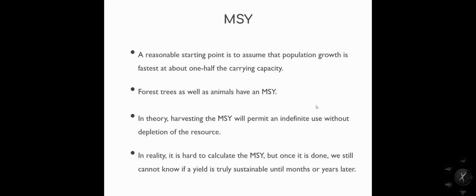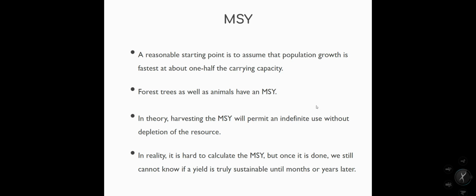So a little bit more about maximum sustainable yield. We want to kind of aim for about half of the carrying capacity, maintain that, so that way there's always room for growth towards that carrying capacity. Animals and plants have MSYs, maximum sustainable yields. Like if you go harvest Christmas trees, it's going to take X number of years for you to plant a new one and for it to grow to that same size that you had cut down, right? So think of that, paper trees, whatever we use that for. In theory, harvesting at the maximum sustainable yield will permit an indefinite use without depletion of the resource. So meaning that if we hold it right at that MSY, then that's enough that the population can absolutely replenish itself successfully.